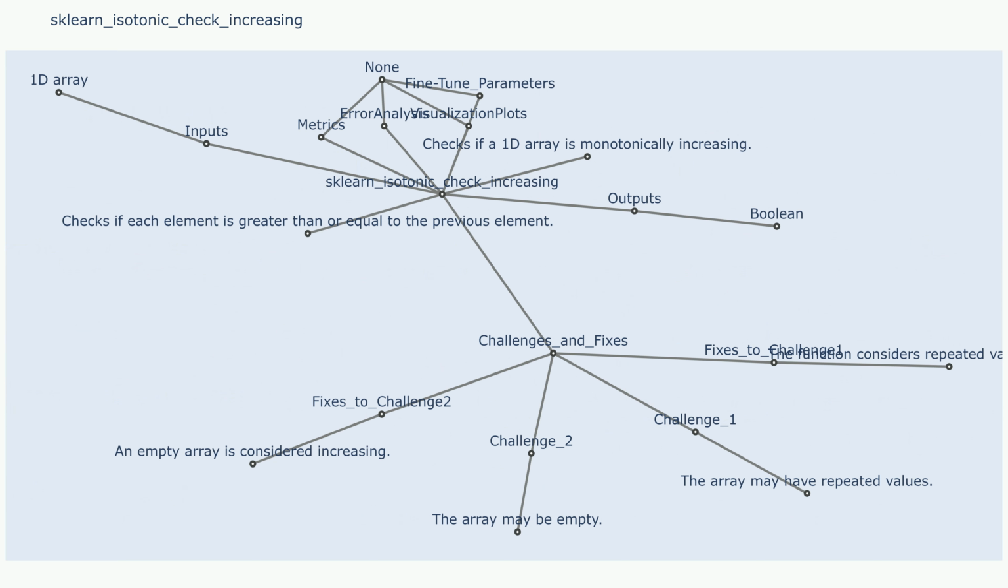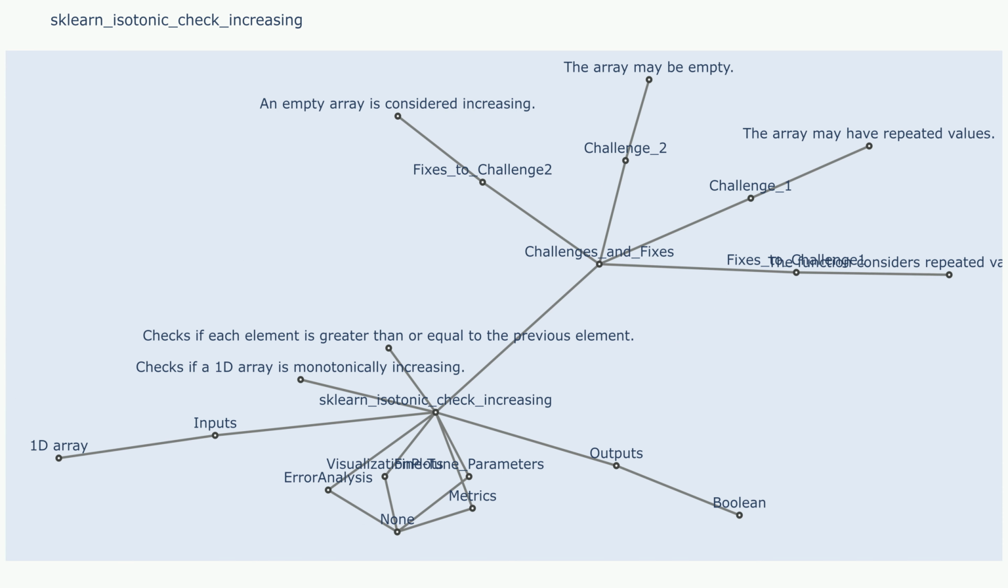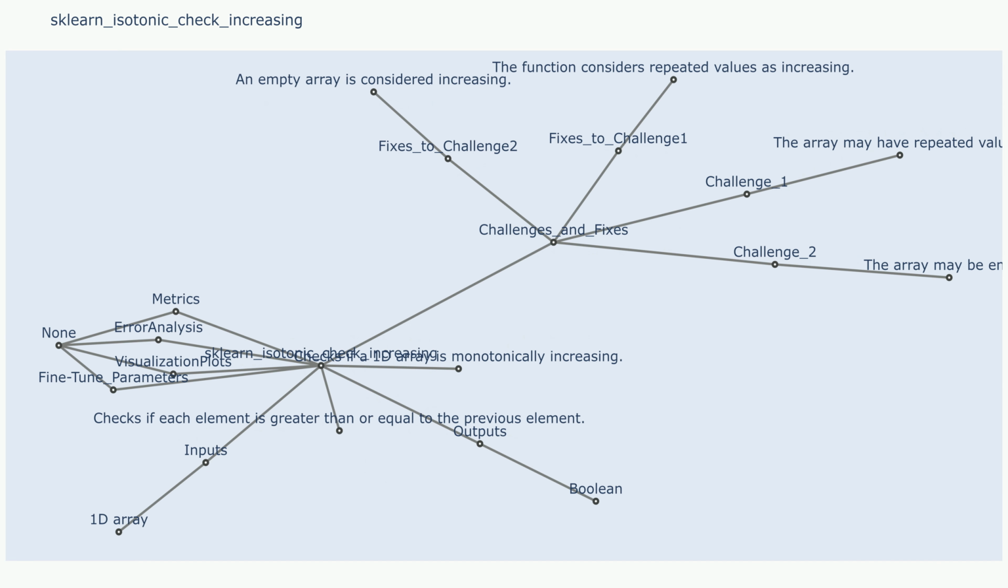Challenges and fixes. Challenge 1: the check increasing function assumes that the input sequence y consists of numeric values. If the sequence contains non-numeric elements, such as strings or objects, the function will likely fail. Sample use case that resulted in challenge 1: a user might inadvertently provide a sequence containing mixed data types, including strings. This could lead to an error during the comparison of values.